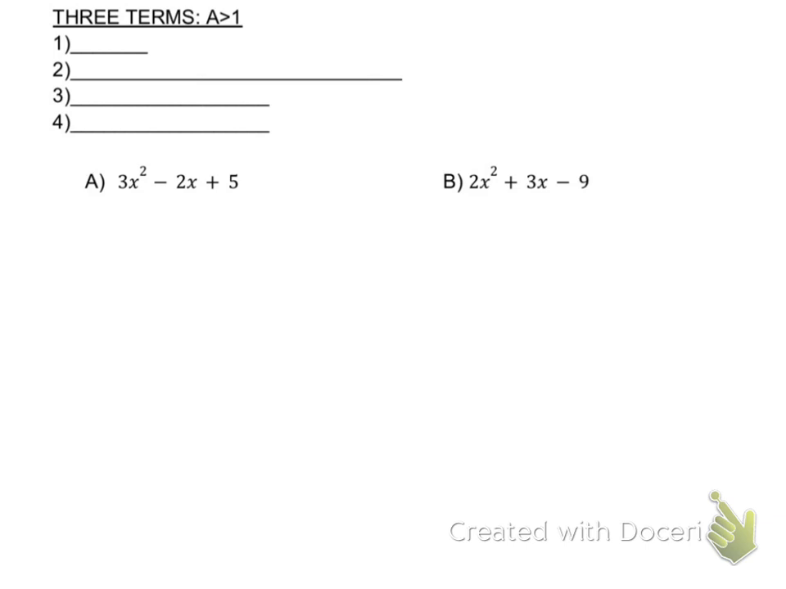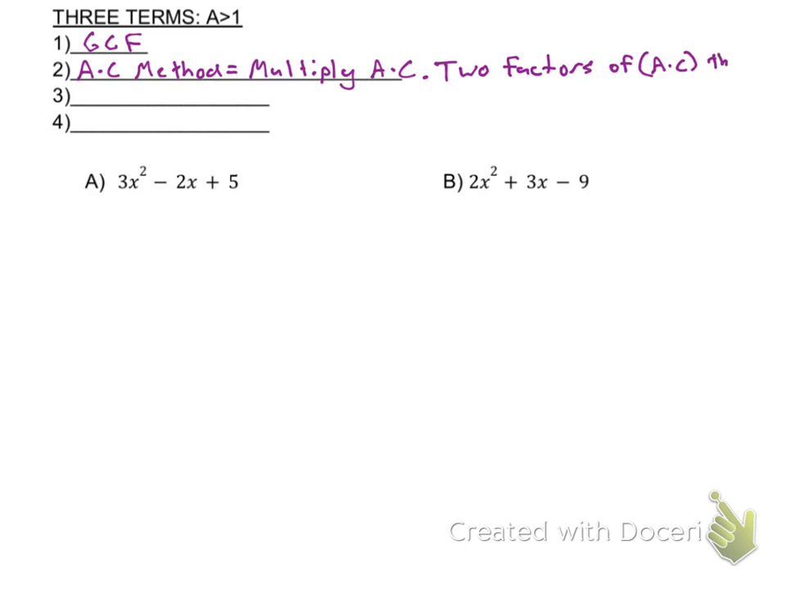All right, so the reason why I did 4 terms then was because when we have 3 terms where a is greater than 1, we'll need to use that grouping technique. So what's our first step whenever we factor? GCF. All right, so if a is greater than 1, we'll do the AC method, which means we'll multiply a times c, and we'll find 2 factors of a times c that add to give us b. There'll be 2 factors of AC that add to give us b.